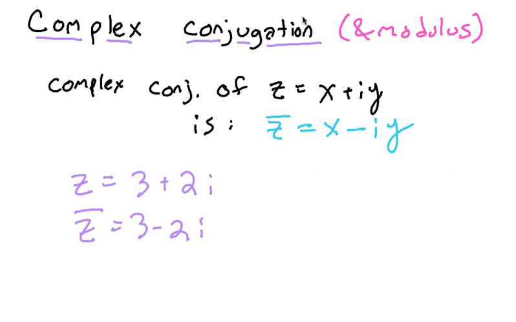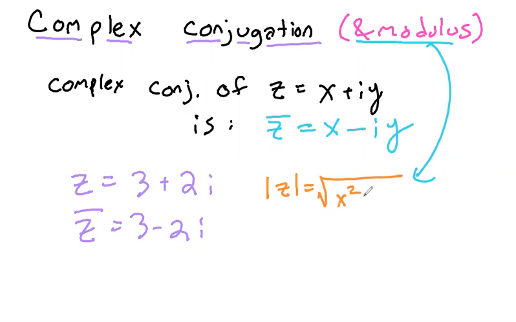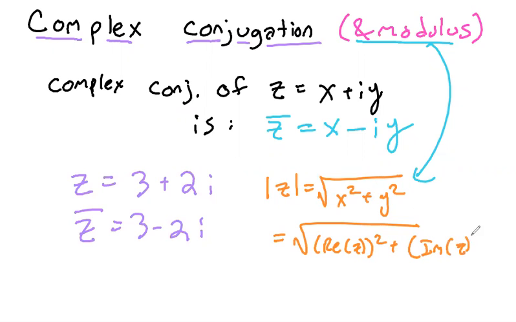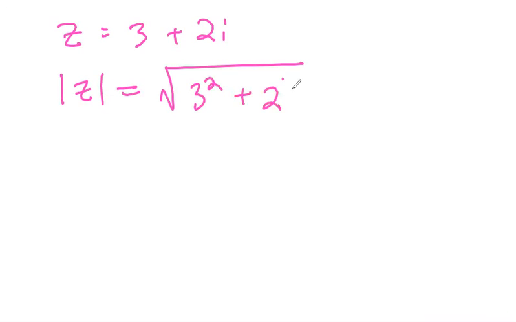What about this modulus here? The definition of the modulus is you put absolute value bars around z to denote that you're finding the modulus, and it's defined to be the square root of x squared plus y squared. It's the square root of the real part of z squared plus the imaginary part of z squared. So as an example of the modulus, I can keep the same example from before, 3 plus 2i. The modulus of z is the square root of 3 squared plus 2 squared. It's the square root of 9 plus 4, which is 13.